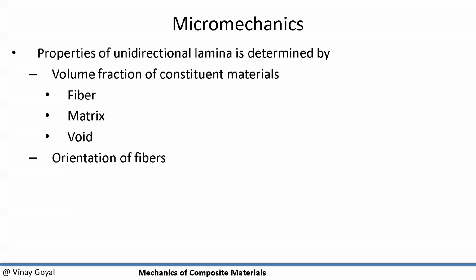So let's look at micromechanics. The properties of a unidirectional lamina are determined by the volume fraction of constituent materials. So you have fiber, matrix, and you're going to have voids. So you have to really understand that before you can come up with the micromechanical properties.